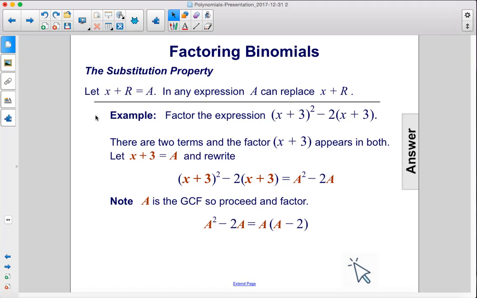The substitution property: let x plus r equal a. In any expression, a can replace x plus r. So in this example, we want to factor the expression (x plus 3) squared minus 2 times (x plus 3).